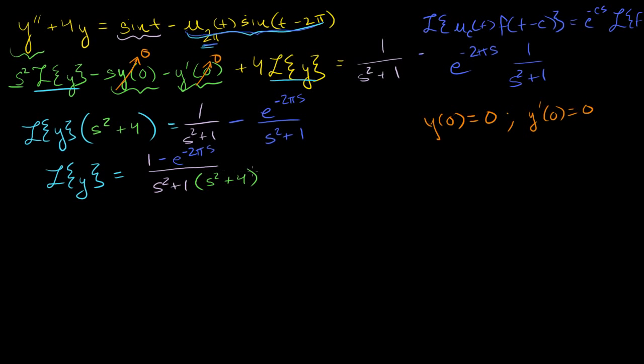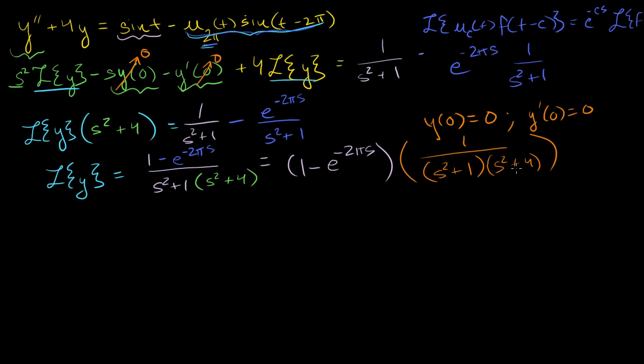So we can rewrite this equation right here. Let's write it as this, because this will simplify our work. Let's factor this whole thing out. So we're going to write it as 1 minus e to the minus 2 pi s, all of that times, do it in orange, all of that times 1 over s squared plus 1 times s squared plus 4. Now we need to do some partial fraction expansion to simplify this thing right here.